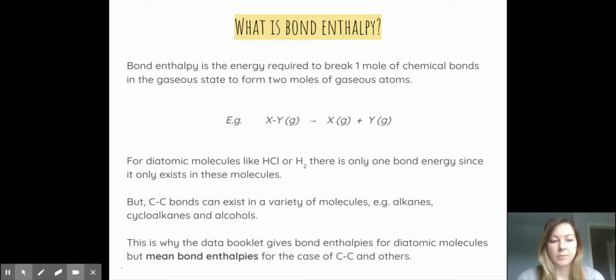Something like carbon to carbon, though, can exist in a variety of different molecules. So you can have a carbon to carbon bond in an alkane, an alkene, a cycloalkane, an alcohol, a carboxylic acid. There's lots and lots of different molecules where it might appear, and this is why the data booklet gives bond enthalpies for diatomic molecules, but mean bond enthalpies for the case of carbon to carbon and others like it. The mean bond enthalpy is basically just an average of all of those different energies of where it appears in different molecules, and we can use the mean bond enthalpy for whichever example we are looking at.